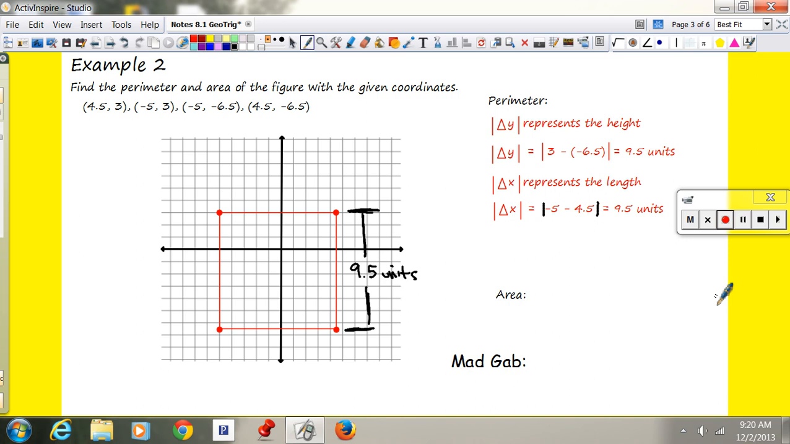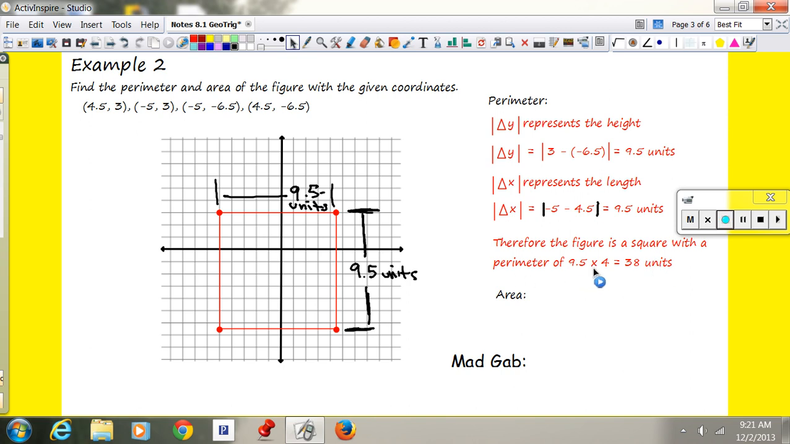So that means this is also 9.5 units. So what kind of shape do we have in our picture here? We have a square, right? So how do I find the perimeter of a square? Since the figure is a square, the perimeter is 9.5 times 4, because all 4 sides are 9.5. That's going to give you 38 units.